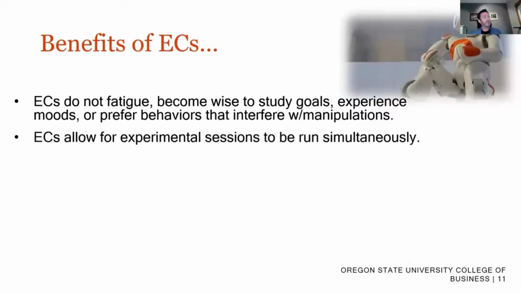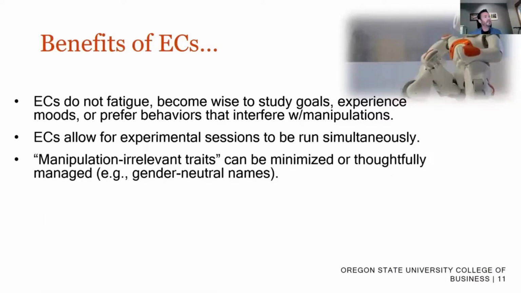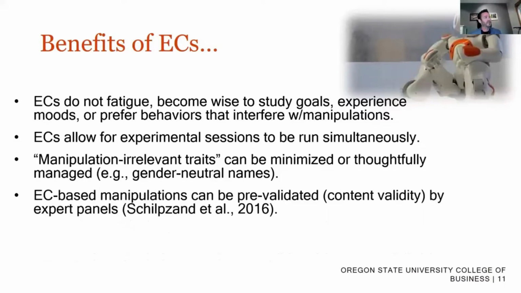They also allow us to run experimental sessions simultaneously. You can collect a lot of data at one time because electronic Confederates can be in a lot of places at once. You can also deal with manipulation irrelevant traits by either minimizing them or sort of thoughtfully managing them. So for example, doing things like having people create a username that isn't their real name. So the electronic Confederate has a gender neutral name as well.